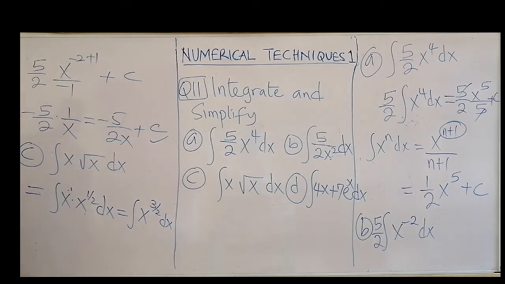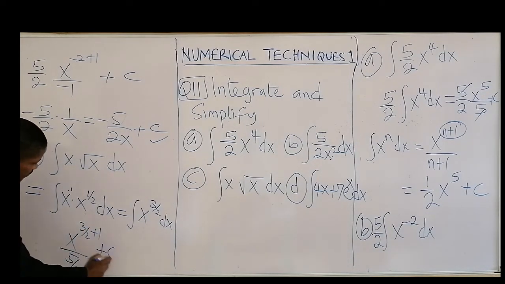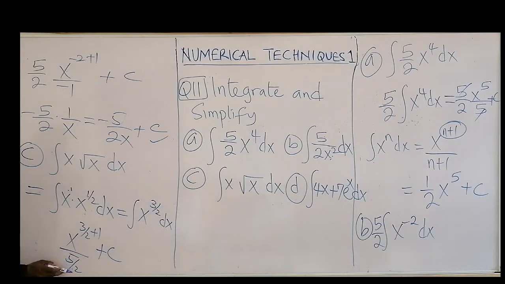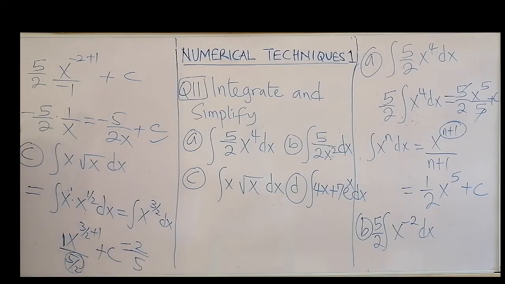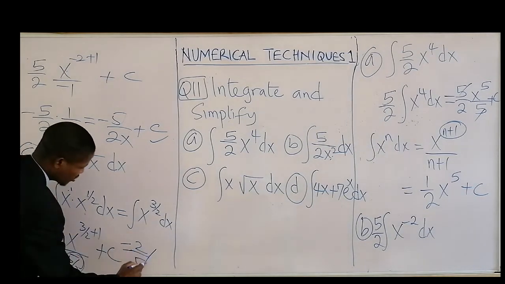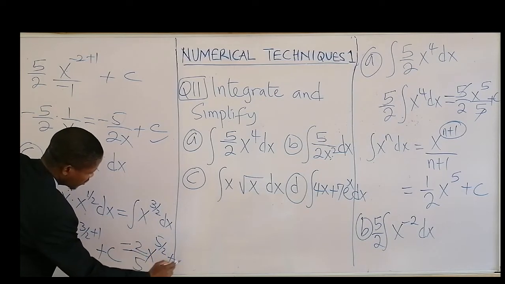Okay? Then, can we do the integration? That will be x to the power 3 over 2 plus 1, which is 5 over 2, all over 5 over 2. 3 over 2 plus 1 is 5 over 2, plus c. Then, don't forget this 5 over 2, there's an invisible 1 here. So it will flip this one upside down. That will be equal to 2 over 5 x to the power 5 over 2 plus c.